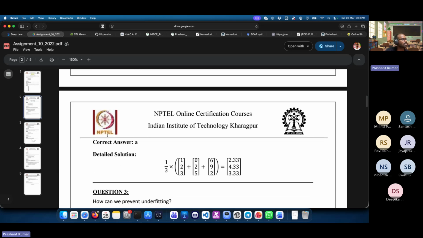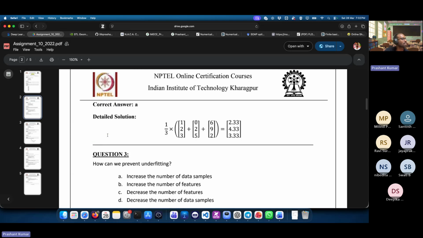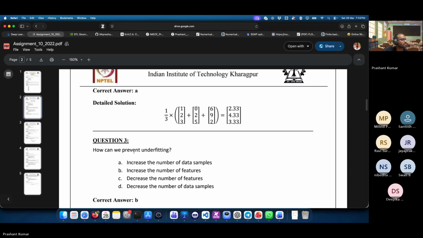Okay. How can we prevent underfitting? We discussed that just now. Increase the number of features. Correct, B.